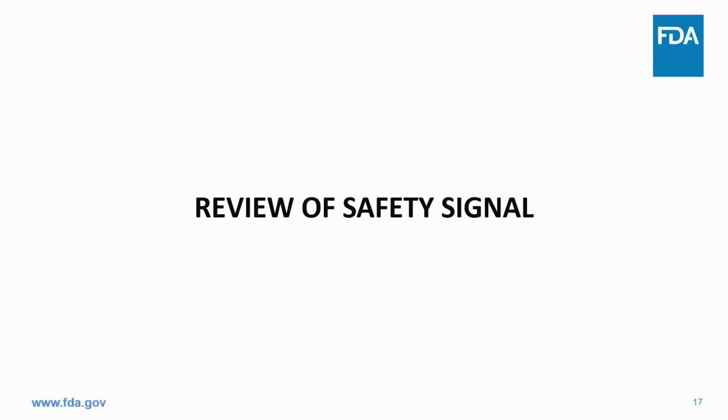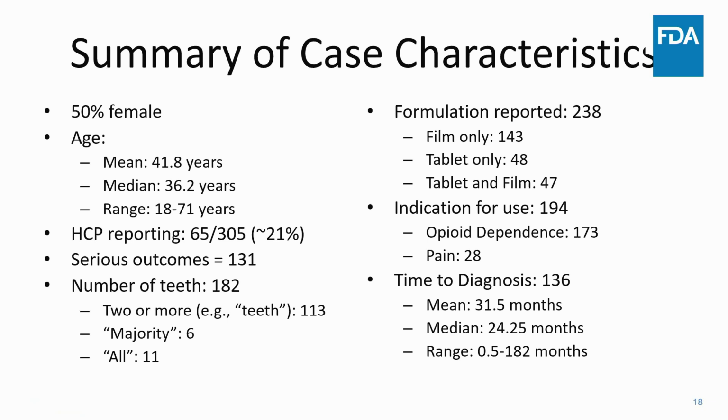So now we're going to dive a bit deeper into the review itself, get into some of the details. So of the cases reviewed, they were quite evenly split by gender. There was a wide age range. The mean and median were closer to middle age. A little over 20% of the cases were reported by providers. Again, robust case descriptions. You could see a lot of the other numbers here.